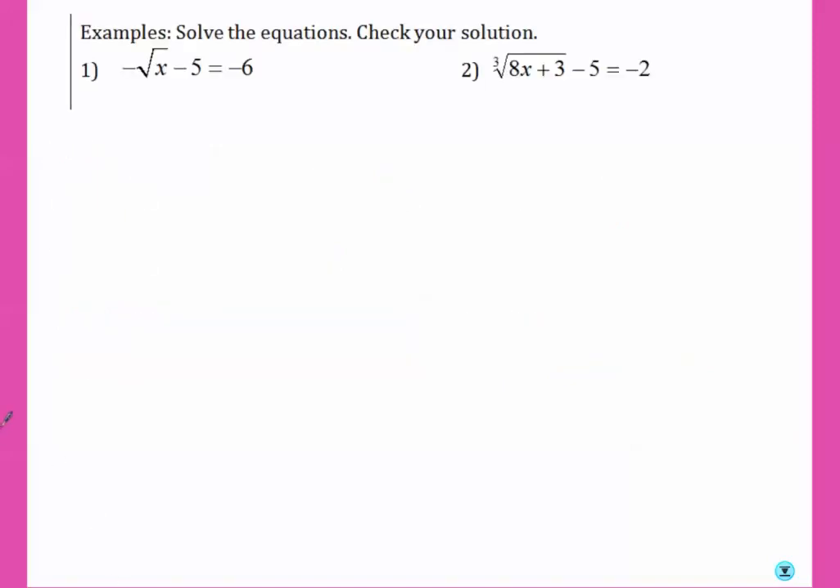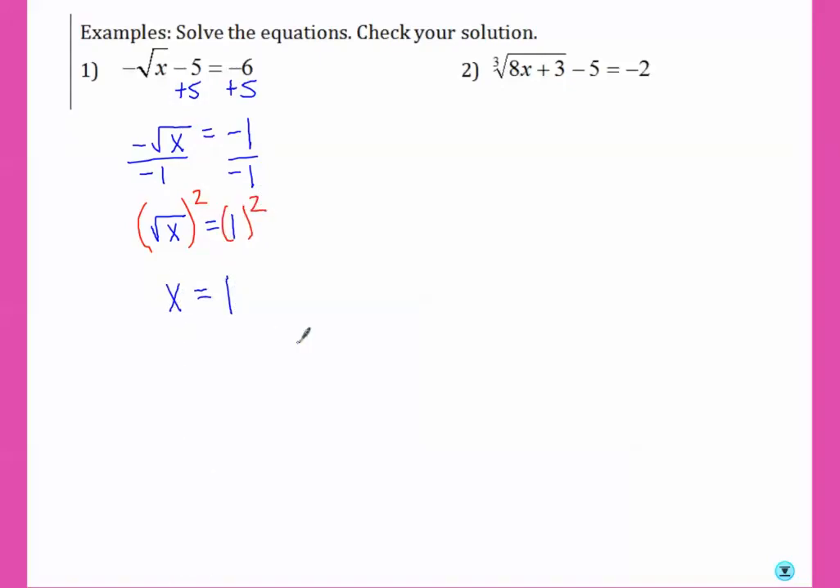Similarly to absolute value functions, before we can get rid of the square root, we need to get the part with the square root by itself. So we're going to add 5. We'll have negative square root of x equals negative 1. Divide by negative 1 to get rid of the negative in front of the square root. We get square root of x equals positive 1. Then we're going to square both sides, and we get that x equals 1.